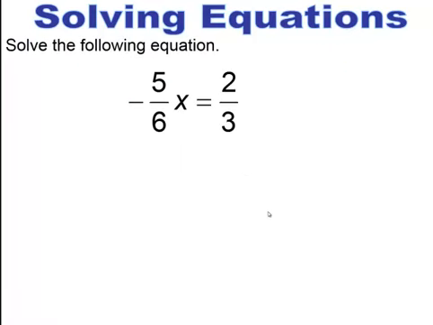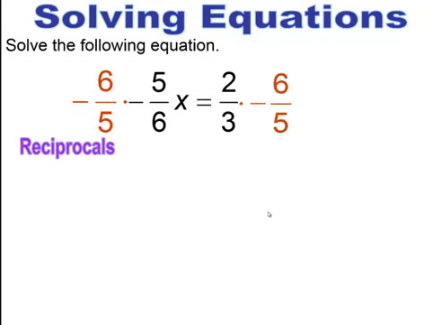Pause and try. So you're going to multiply both sides by that reciprocal and also the negative sign so that I can get rid of the negative that's attached to the variable. It's going to simplify, and I'm going to end up doing the multiplication of fraction times fraction, and I'm going to end up with my variable equaling a negative 4 over 5.